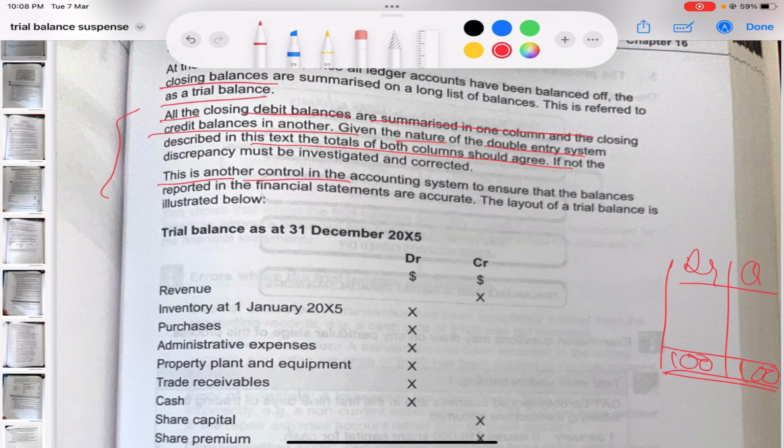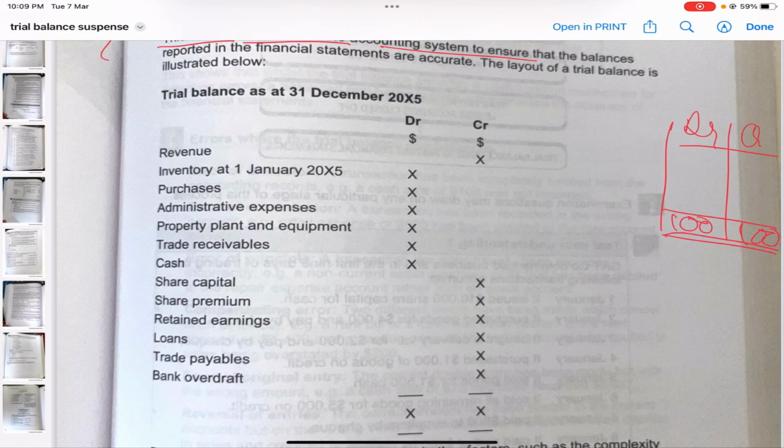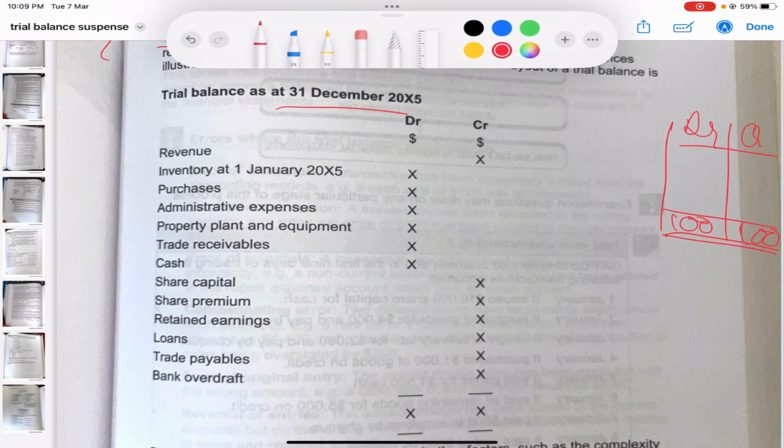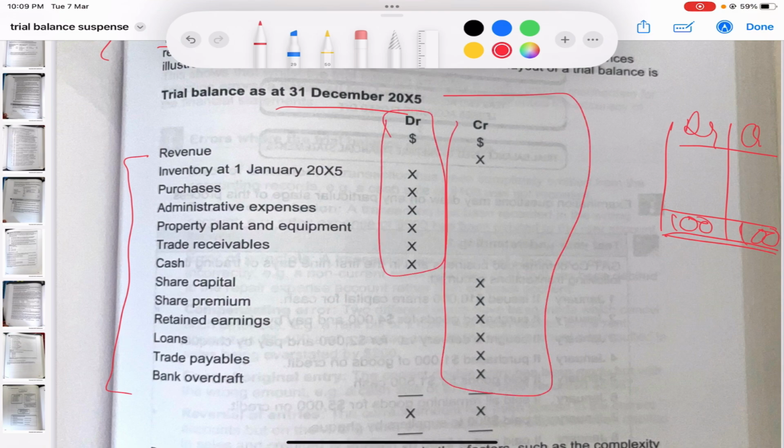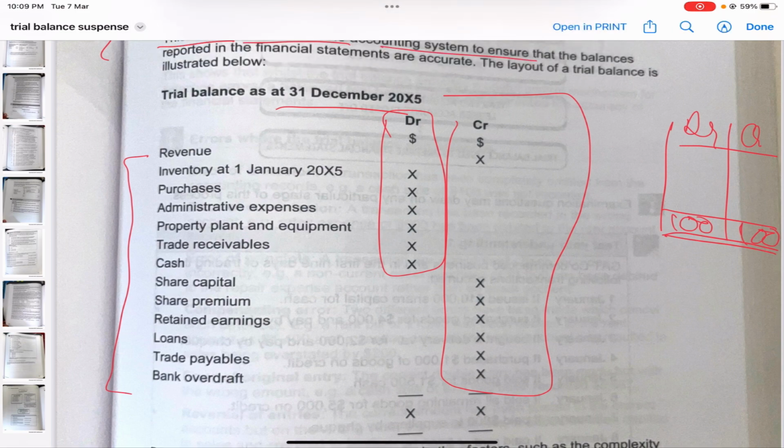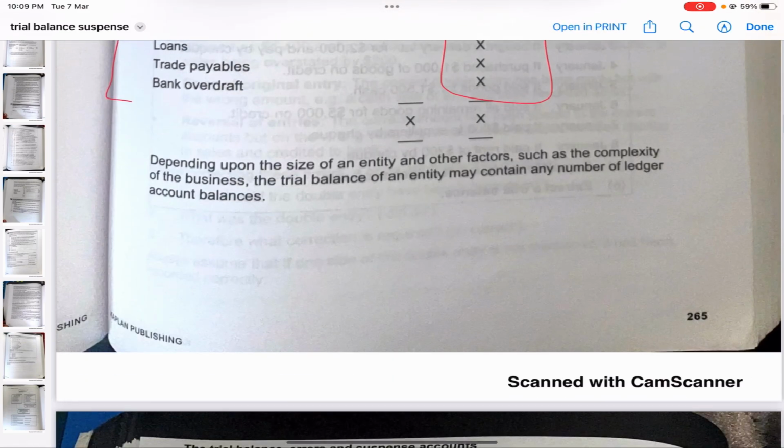This is another control in the accounting system to ensure that the balances reported are accurate. So this is one of the methods using which we can check whether the balances are the same or not. A trial balance is always made at the end of the year. Now we have an example: this is the trial balance at 31st December 2005. Everything that we have, debit balances, credit balances, whatever it is, we total it and the total has to match.